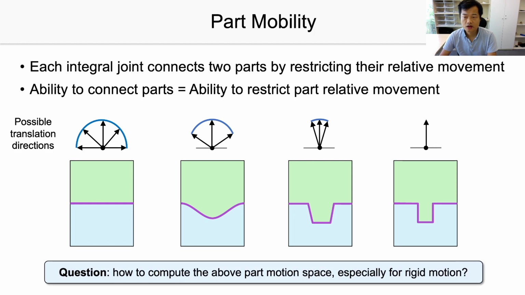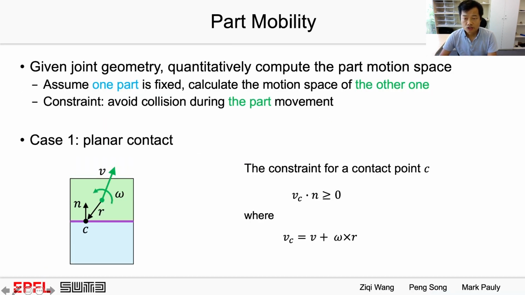Now the question is, how can we compute this motion space, especially when we consider rigid motion? To answer this question, let's start with the simplest case, which is the planar contact. We assume the cyan part is fixed and calculate the rigid motion space of the green one. During the movement of the green part, the constraint is to avoid collision with the cyan part. So this collision-free constraint at a contact point C can be formulated by this equation, where Vc is the speed of point C and n is the normal of the contact.